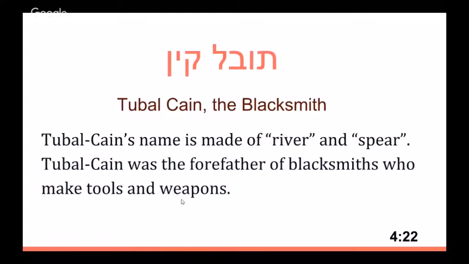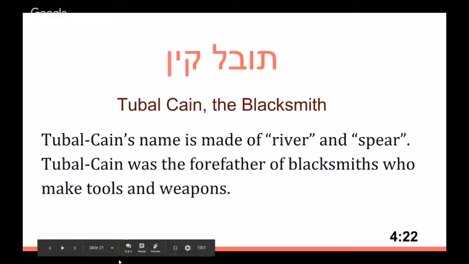And then finally, we got Tubal-Cain. And Tubal-Cain, his name is river, so Tubal is kind of like Jabal or Jubal, and spear. It's got the name Cain in it. And Tubal-Cain was the forefather of blacksmiths who made tools and weapons. And we see the Cain on there, and Cain's name means spear, and this might be because Cain killed Abel, and so Cain's name became associated with violence. And so it makes sense, if your son's a blacksmith, for him to be called Tubal-Cain, because he's making spears, and he's the spear river, or the river spear guy. That's what his name is.